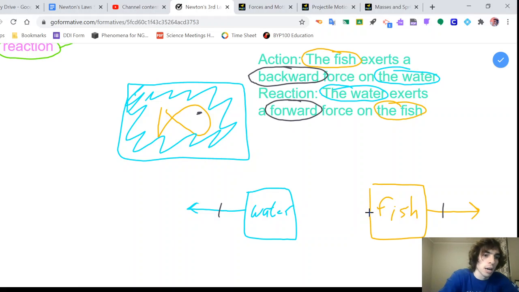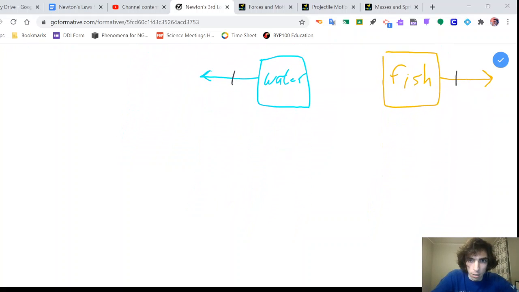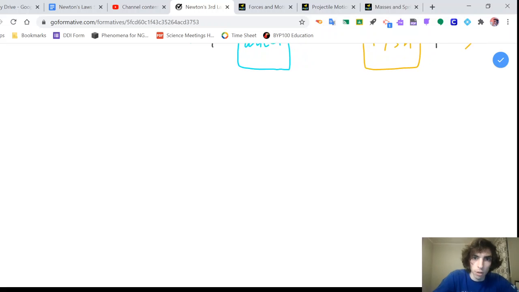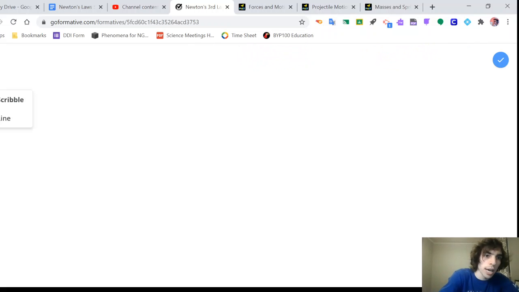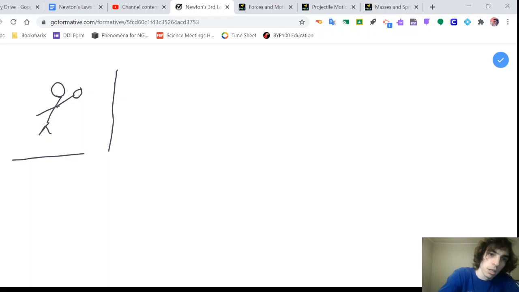Let's look at a couple more examples just as practice illumination of other ways that we can see this. So let's look at an example of a person jumping off of the ground. It could be Michael Jordan dunking.